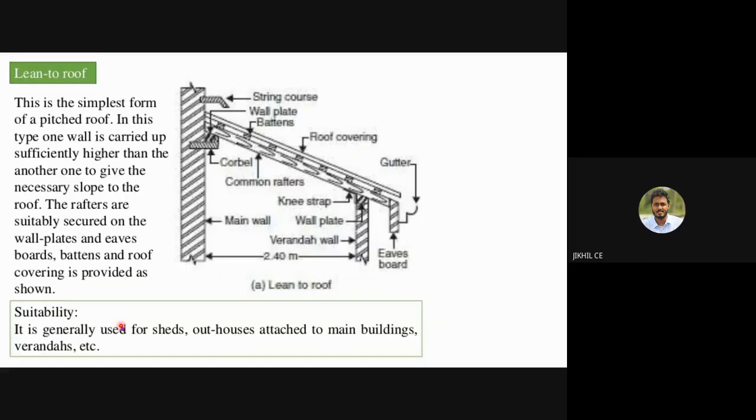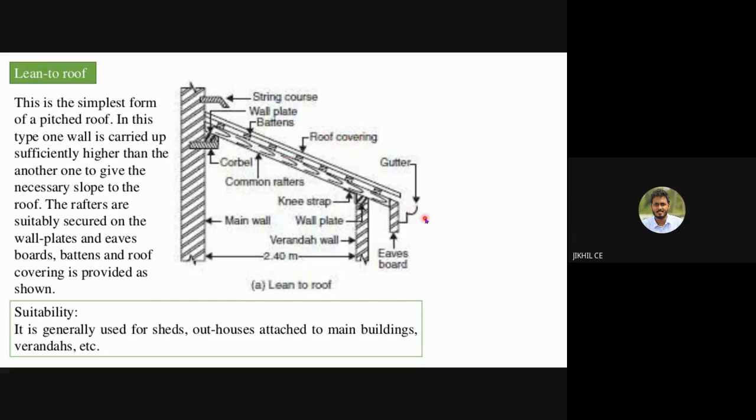We'll see what a rafter is. In this figure, this is a lean-to roof. The roof is leaned or joined with the main wall, and we can see the common rafter. This is the common rafter. It's a main load carrying member in the roof, and above the rafter you have some perpendicular members, which are called the battens. Battens are perpendicular to the rafter. They are meant for placing the roof covering over the rafters.